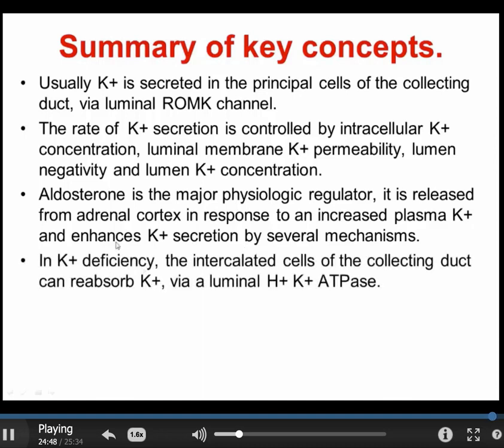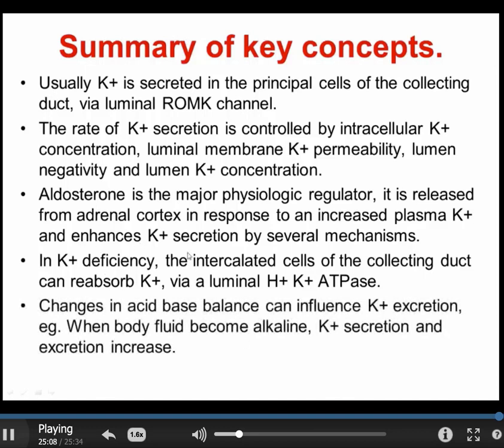The kidney is very flexible, and when potassium is deficient, it can switch from potassium secretion to potassium reabsorption in the collecting duct. This occurs in different cells, the intercalated cells, and occurs via a luminal hydrogen-potassium ATPase. When acid-base balance changes, this can influence potassium excretion, and an example I gave you is that when the body fluids become alkaline, potassium secretion and therefore potassium excretion will increase. So during an alkalosis, that's when the body fluids are excessively alkaline, you will see excess potassium excretion and potassium depletion.